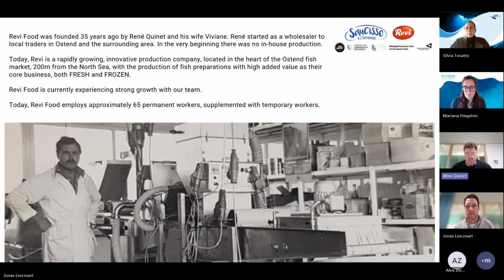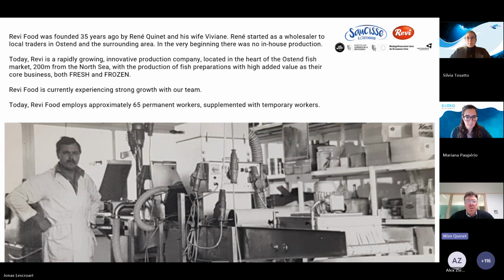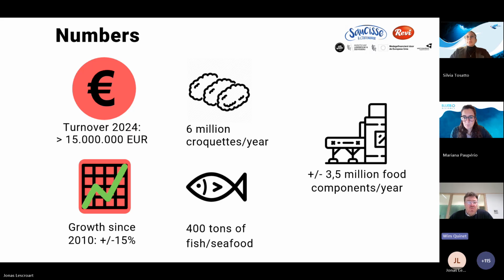Next slide, please. We're a company with its roots and origins in Ostend fishery, the local fishing community, but starting at an early time with some in-house production, very, very small, and little by little growing up to being, let's say, a quite innovative, future-proof food company. Very much based on seafood and fish, but opening its horizons to new and other markets. Next slide, please. Some figures about Revi Food. We're a 15 million euro turnover company, very fish and seafood based, with a very steady growth since early days. It's a minimum 15% growth yearly, which is quite a job to manage.